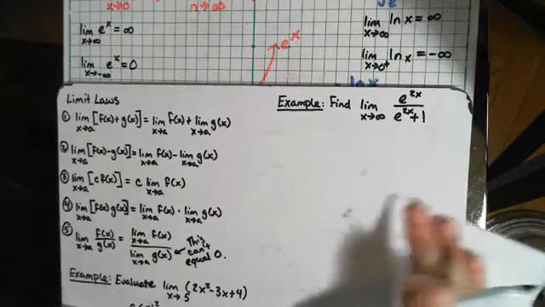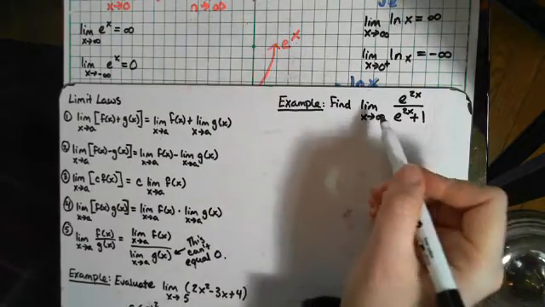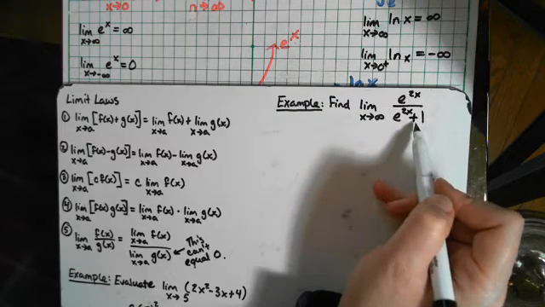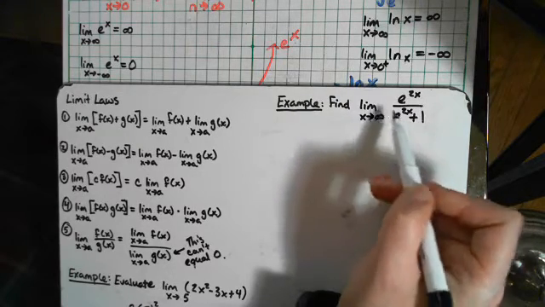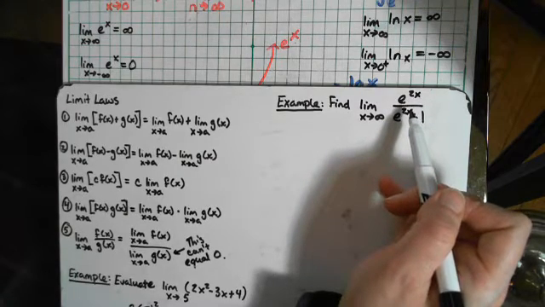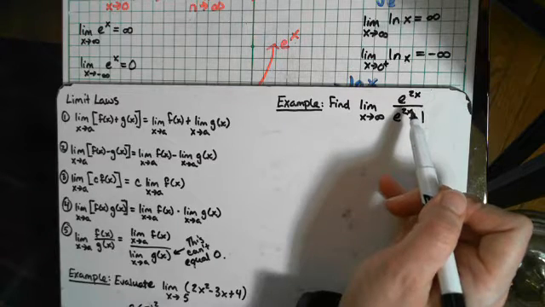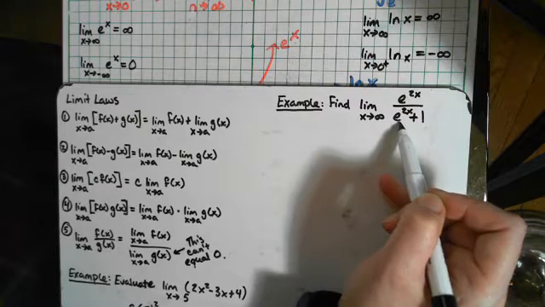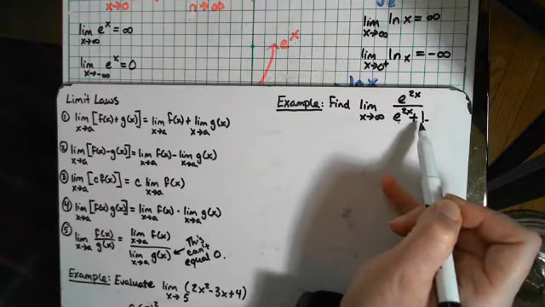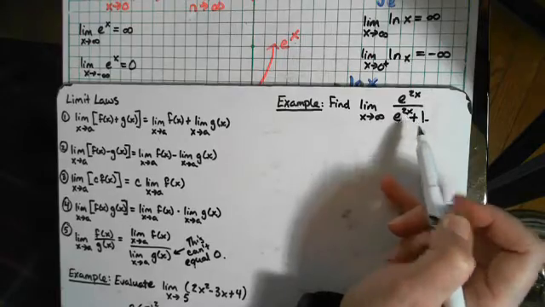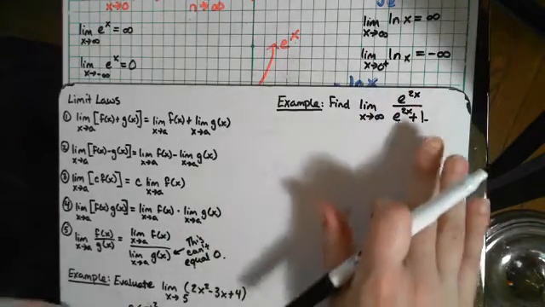In the last example, it said find the limit as x approaches positive infinity of e to the 2x over e to the 2x plus 1. Now notice, if I put in infinity, well, we can't really put in infinity, but we can say as x gets really, really big, what's going to happen? Well, the numerator is going to get really, really big, and the denominator is going to get really, really big. We're not really sure what's going to happen. So let's take a look at how we can simplify this and then see if we can apply some of these limits that we had earlier.